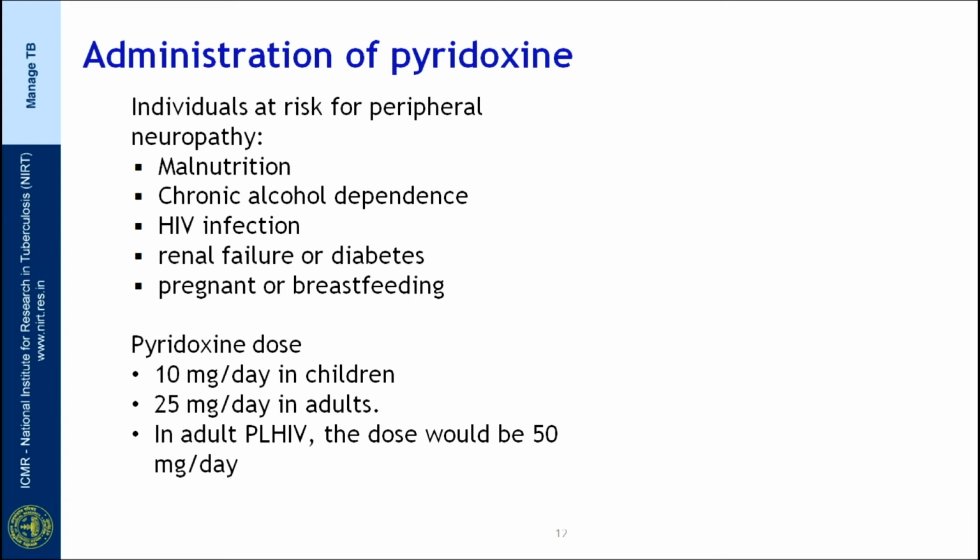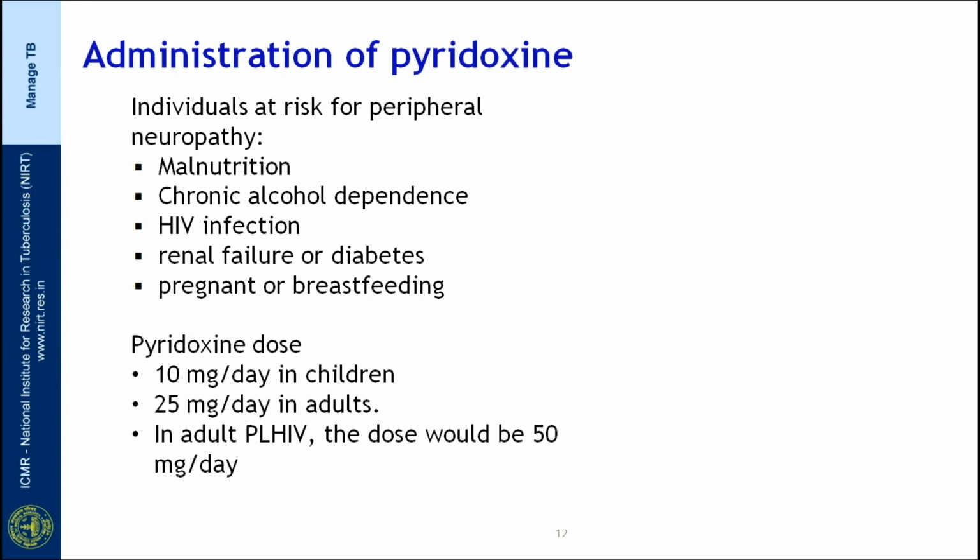Now, certain individuals are at high risk of peripheral neuropathy, and therefore, whenever a TPT is given to them, pyridoxine needs to be added into their treatment schedule. So, these are individuals with malnutrition, chronic alcohol dependence, HIV infection, renal failure or diabetes, and pregnant or breastfeeding women. These people are at high risk of development of peripheral neuropathy, and therefore, pyridoxine has to be used.